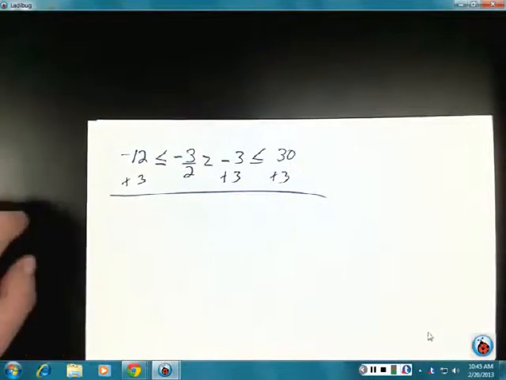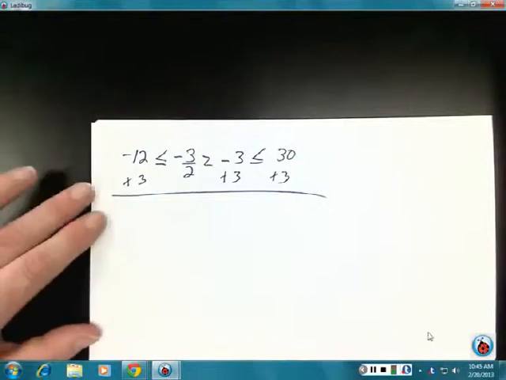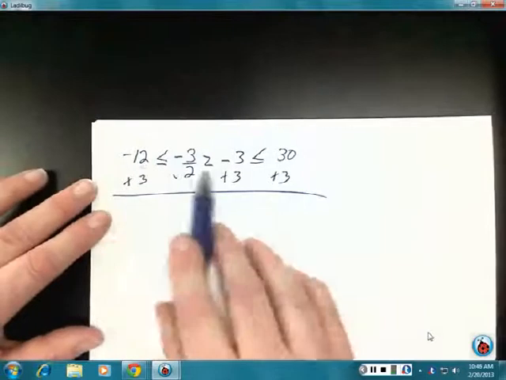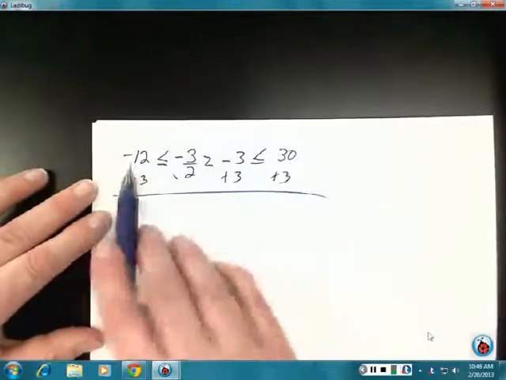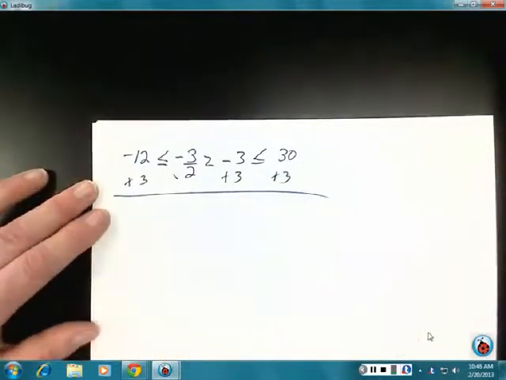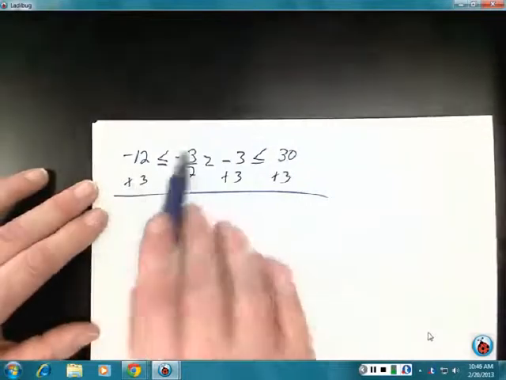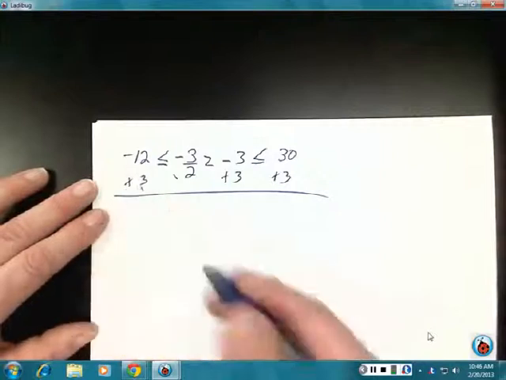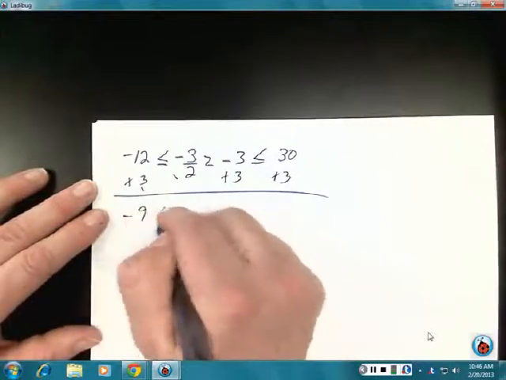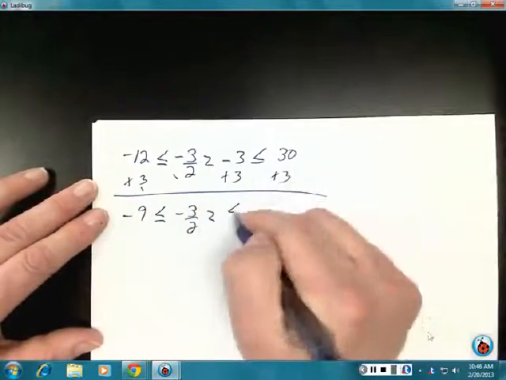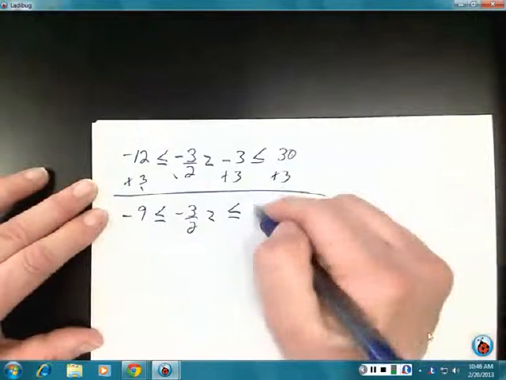Multiply that by 2. Yes, you could do that too, and get rid of your fractions. I would on this one because I don't have many fractions. If I had a fraction here and a fraction there, then I would have found the common denominators and done what you're talking about there, Amy. I'm just multiplying everything through by 2. In this case, I only have one fraction, so there's not a real big need to do that. So negative 12 plus 3, what do I have left? A negative 9, right? Negative 3/2 z is less than or equal to 30 plus 3 is 33.